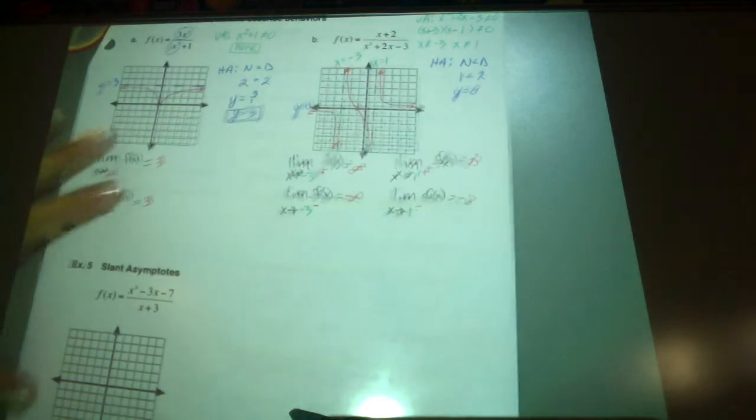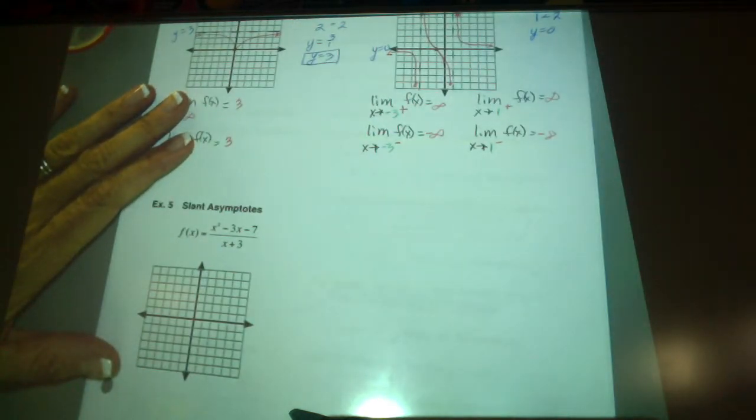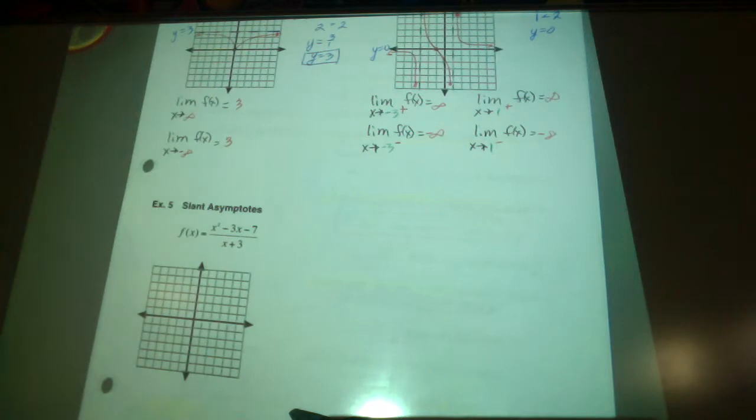Okay. Yes. So you want to go from right to left? You're going to the right side, and then to the left side. So you're going in opposite directions towards that vertical asymptote. So from one I'm going right to left, and the other one I'm going left to right.